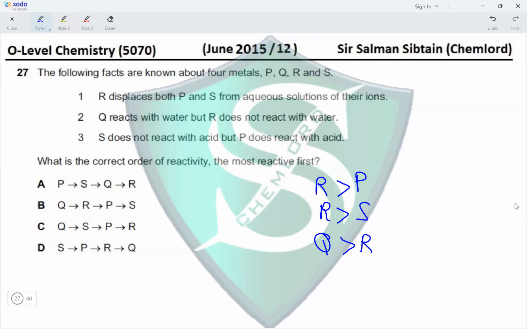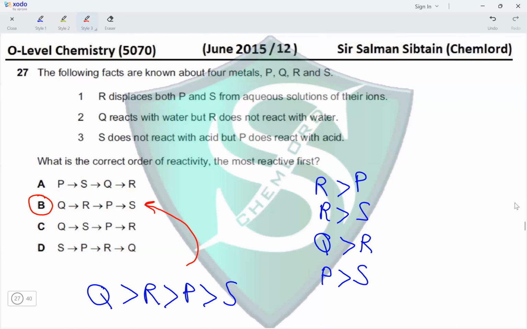S does not react with acid, but P does react with acid. Therefore, P is more reactive than S, because S would be less reactive than hydrogen and P would be more reactive than hydrogen. So out of all of these, Q is the most reactive. Next, we would have R, because Q is more reactive than R and R is more reactive than P and S. Next, we would have P, because P is more reactive than S, and the least reactive metal out of these four would be S. So the order of reactivity would be the most reactive Q, followed by R, followed by P, followed by S. So this makes option B the correct option for this question.